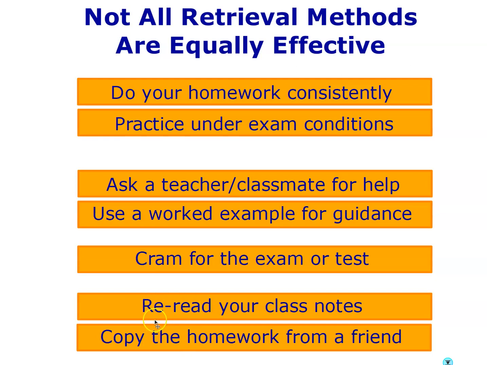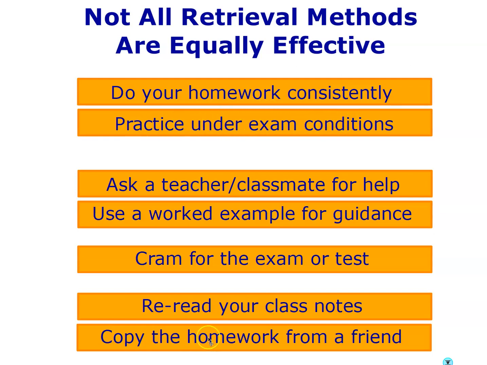The two worst ways to actually retrieve information from your long-term memory is just rereading your class notes. The problem with that is you're not actually getting it from your long-term memory, you're getting it from the book or the notes that you've written down. And that means you get this feeling that I understand this because you're rereading something you've already done. You think, oh, I understand this, I can do it. But that may not be true. The only way to tell if you can actually do something or not, or if you really understand it, is to practice under exam conditions.